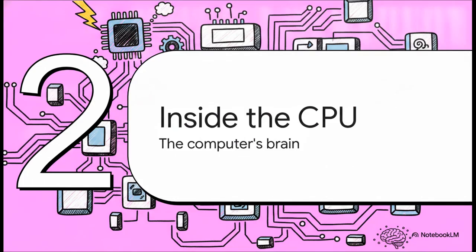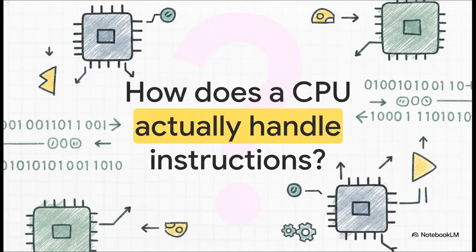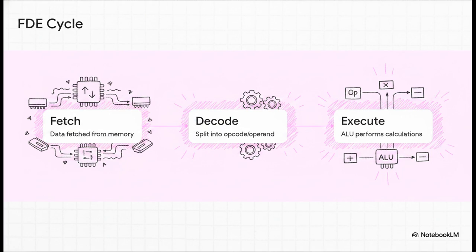Moving right along to Section 2, Inside the CPU. Okay, so it's one thing to have all this raw data floating around, but we need something to actually process it, right? So how does a CPU actually handle instructions? I mean, how does a tiny little square of silicon take those static ones and zeros and turn them into the dynamic actions that run our apps? The answer is this relentless microscopic assembly line known as the fetch, decode, execute cycle.